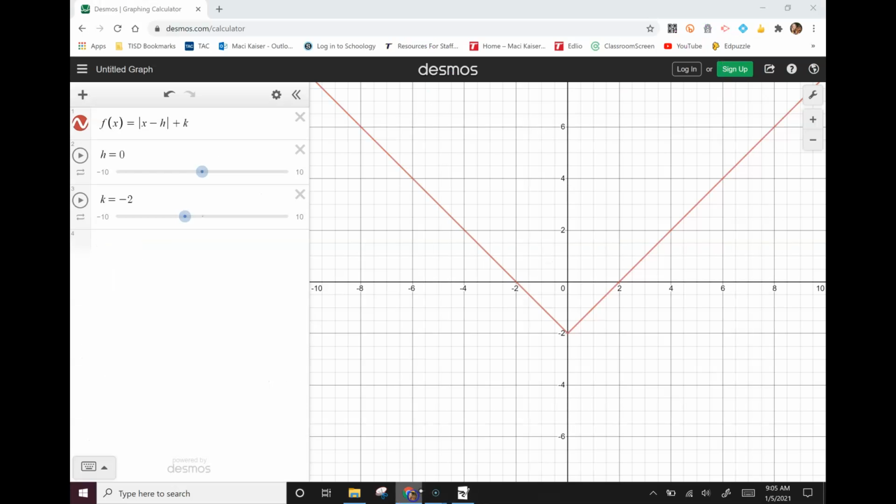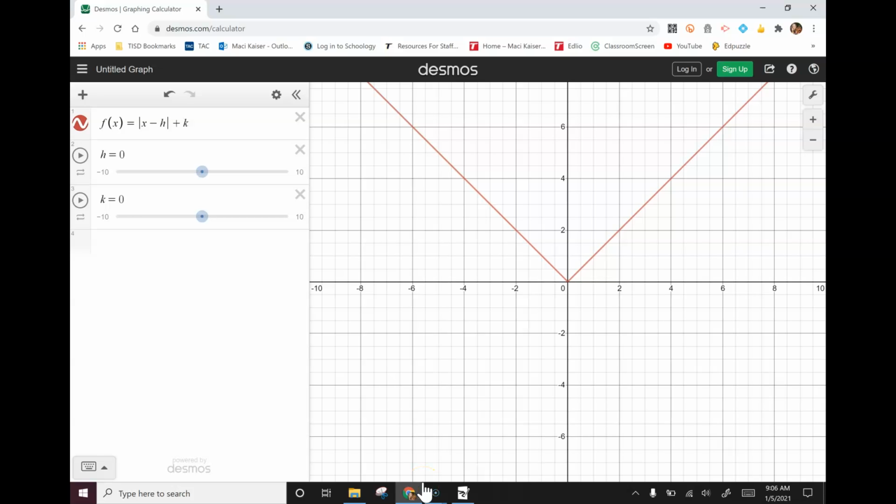Let's look at Desmos to see how this affects the graph. So I'm going to put k back at 0. Now h. Remember, when h is positive, it should be moving to the right. When h is negative, it's going to move to the left. But that does change that middle sign in there to the opposite of what h is.